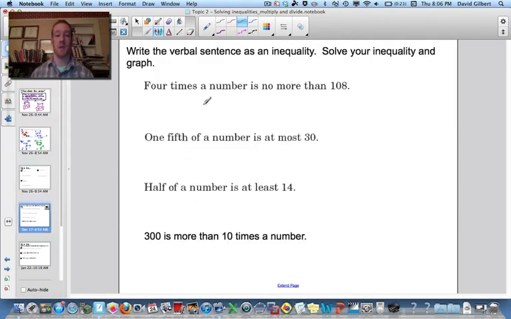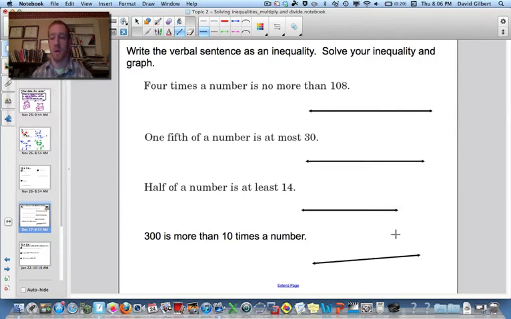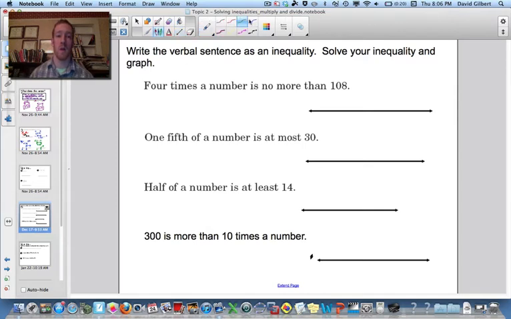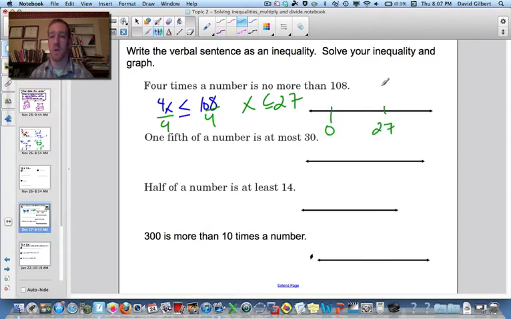A couple more of these sentence things. So let me get my lines here. So you do the same. Now, 4 times a number, so 4x is no more than, so that means it has to be less than or potentially equal to 108. Now we divide by 4. It gives me x is less than or equal to 27. So I'm going to closed circle, that way.